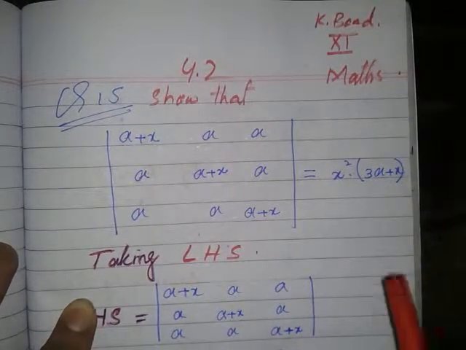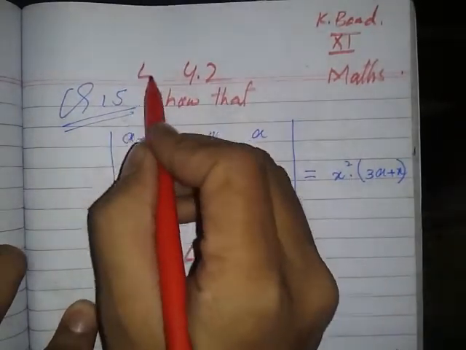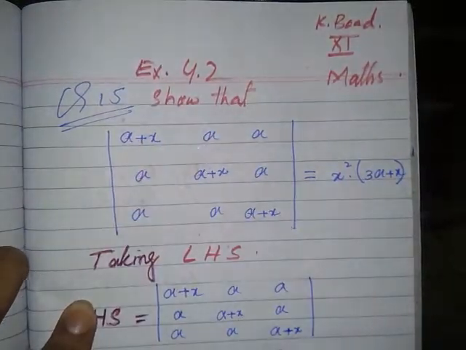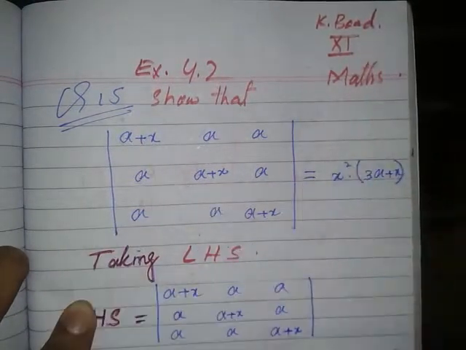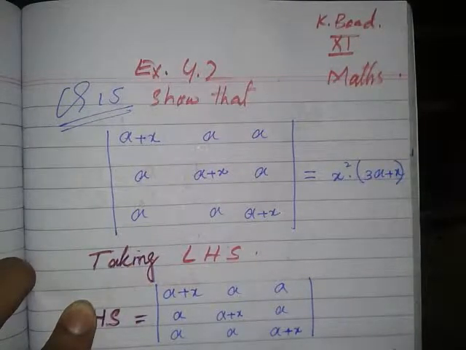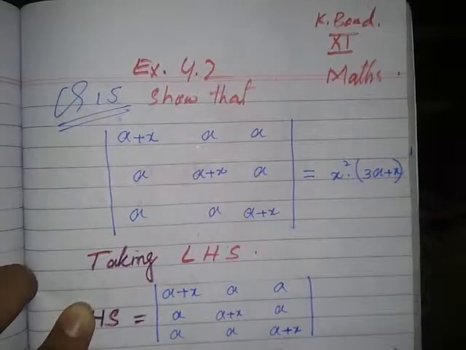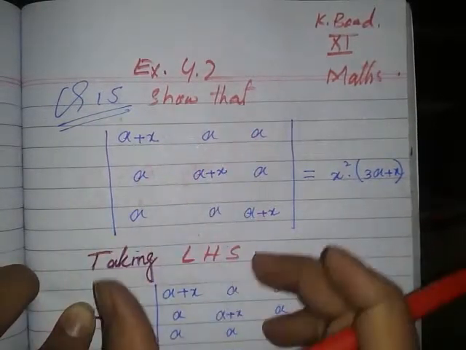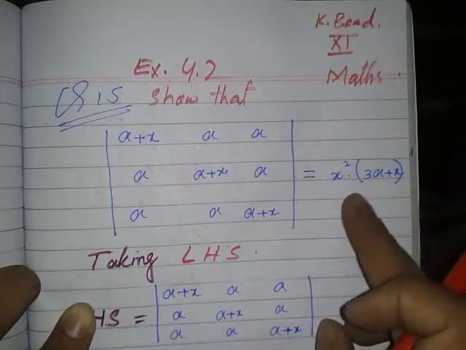We are at exercise number 4.2. It's our exercise number 4.2 of Karachi Board first year mathematics. We are taking here question number 15, which is show that this whole left hand side will be equals to this right hand side.